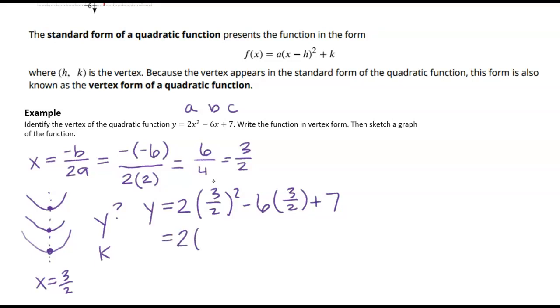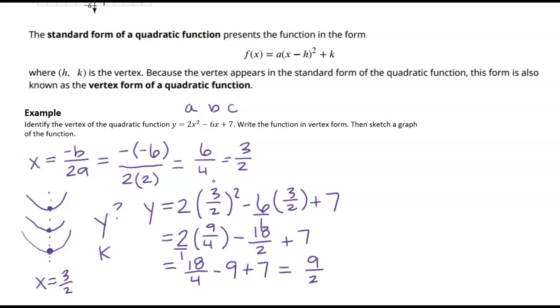I get 2 times 9/4 minus, if I think about that as 6 over 1, 18 over 2, plus 7. That gives me 18/4 minus 9 plus 7. I could simplify that to 9/2, and negative 2 would be negative 4/2. Negative 2 coming from the combination of these two. And so I get 5/2. So my vertex must be at the point 3/2, 5/2.